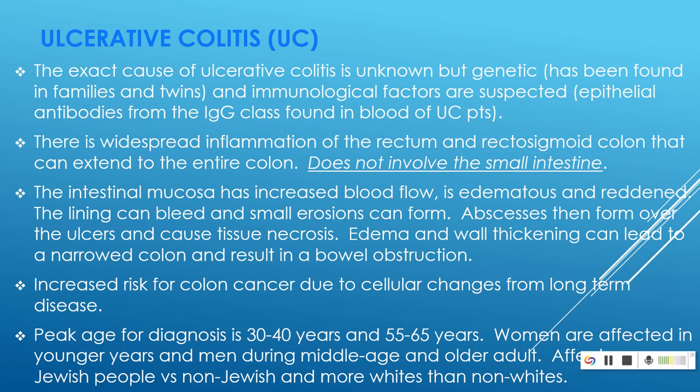Let's move on to ulcerative colitis. Colitis, colon, ulcerative, ulcers. What do ulcers do? Ulcers can eat through the lining until we get down to the vascular bed and we have bleeding. So put those two together. The exact cause of ulcerative colitis is unknown, but genetically, it's because it's been found in families and twins. So they think it has some genetic components, and some immunological factors are suspected.